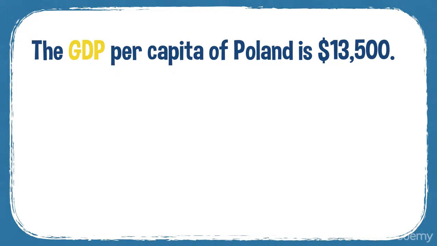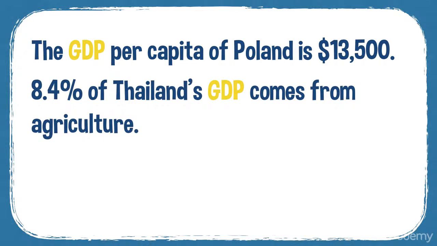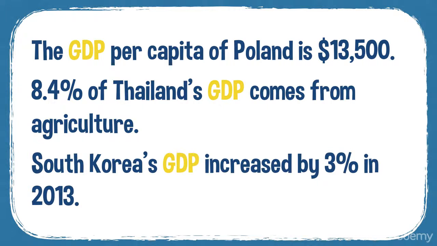example, we say things like the GDP per capita of Poland is $13,500. Capita means head. So, in other words, the GDP per capita means the GDP per person of Poland. And you calculate that, you take the GDP of Poland and divide it by the number of people in the country, and it shows you how much wealth each person has. 8.4% of Thailand's GDP comes from agriculture. South Korea's GDP increased by 3% in 2013.